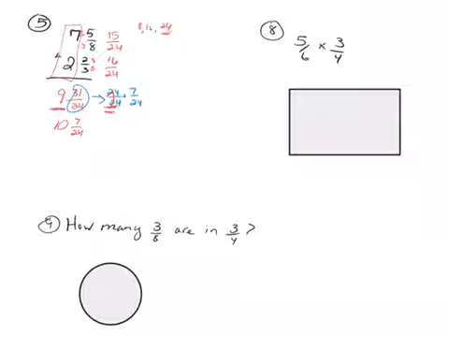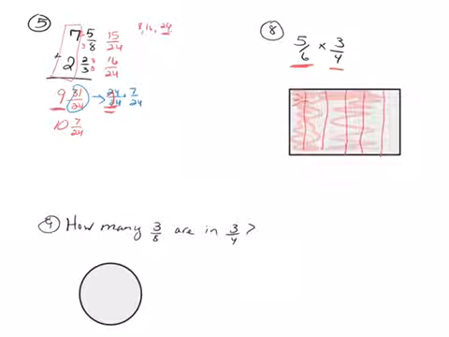So if we move on to number 8, we need to multiply 5/6 times 3/4. So I'm going to start off with the 5/6, and I'm going to divide up my rectangle into 6 equal parts. So I have 1, 2, 3, 4, 5, 6 equal parts. And what I'm going to do is shade in 5 of them. So that was 1, 2, 3, 4, 5. Alright, so I have 5/6 of my paper shaded in.